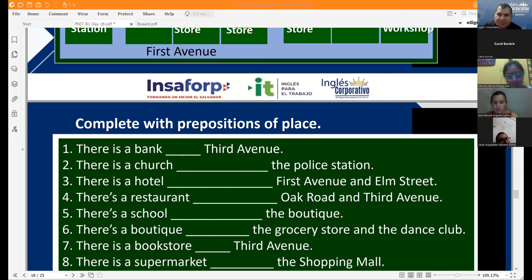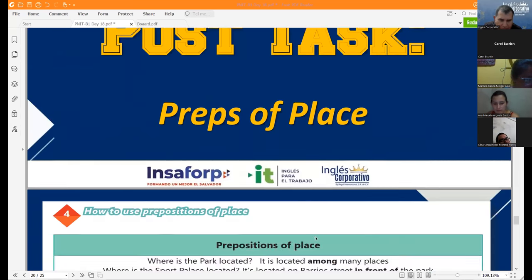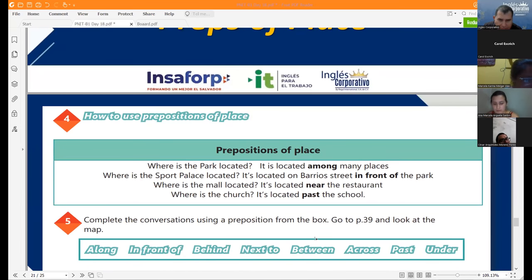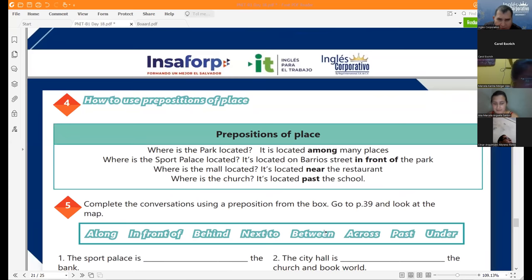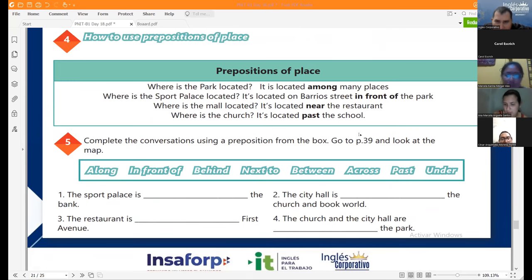We are 13. So, let's see. Okay. Let's take a look at this. Where is the park located? It's located among many places. Okay, lo voy a decir así.